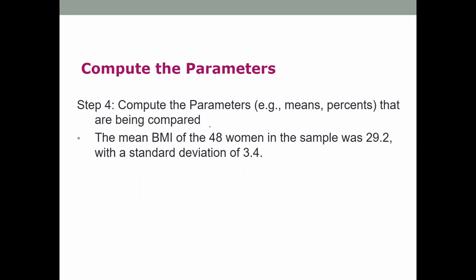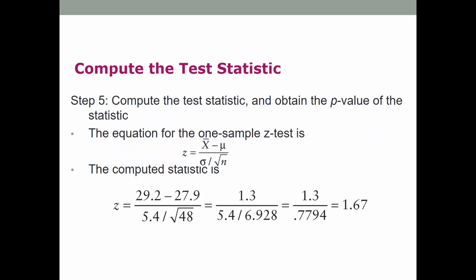And then you're going to compute your parameters. What we need is the mean BMI, and we have 48 women in the sample, and the standard deviation is 3.4. So when we compute the statistic, you are then going to obtain the p-value.